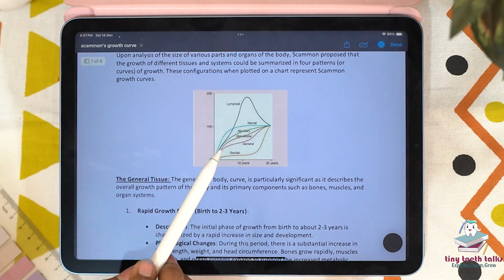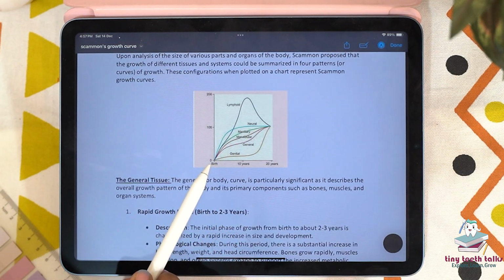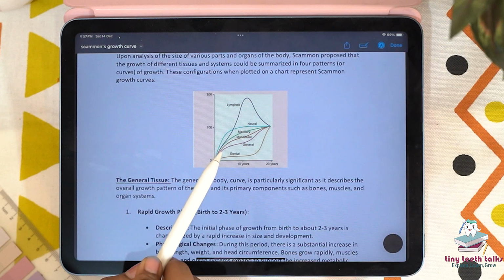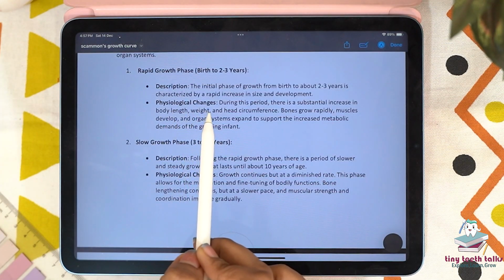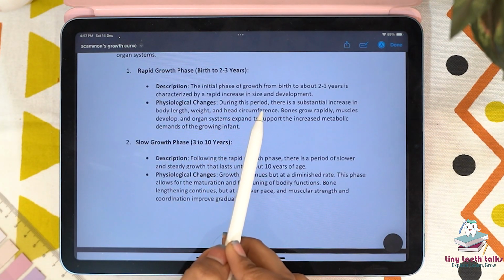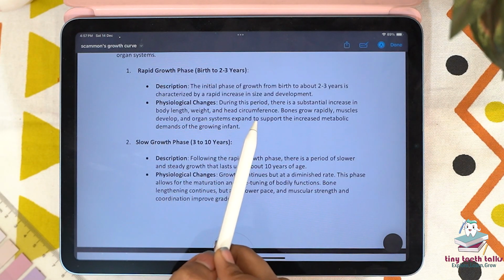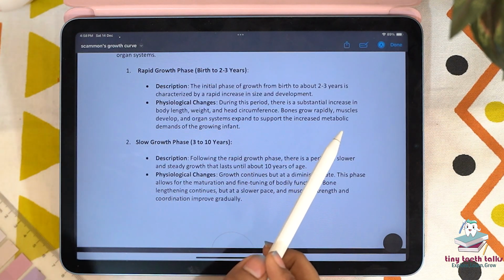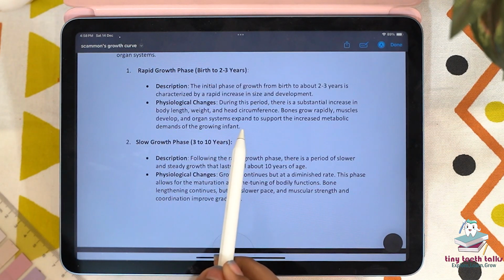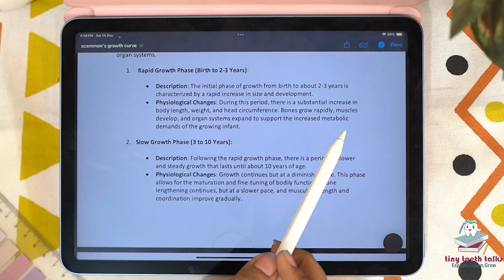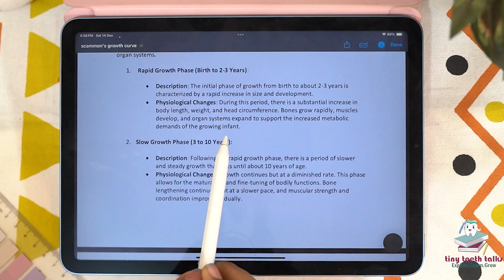So in the initial 2 to 3 years, there is rapid growth. What physiological changes are there? During this phase, there is a substantial increase in body length, weight, and head circumference. Bone grows rapidly, muscles develop, and organ systems expand to support the increased metabolic demands of the growing infant.